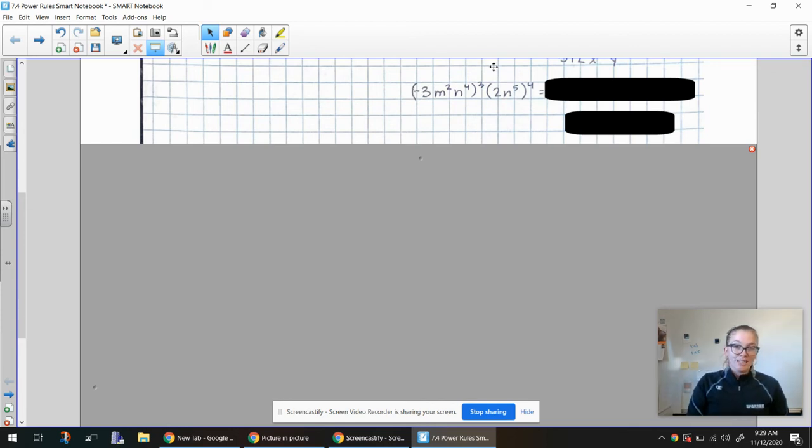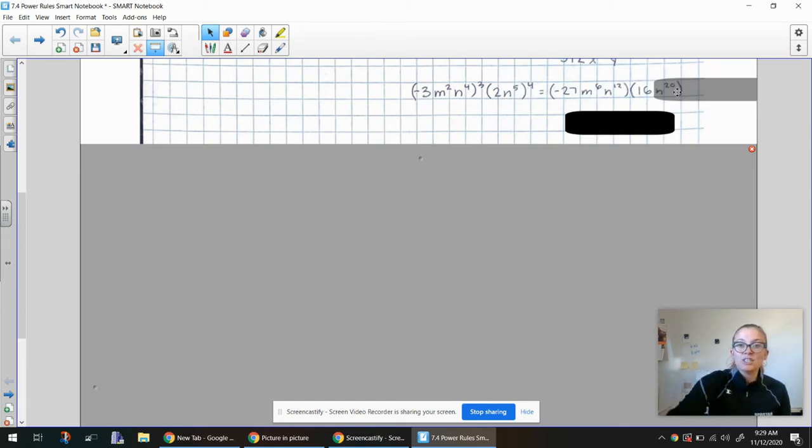So negative 3 to the 3rd power is negative 27. m squared to the 3rd power is m to the 6th. n to the 4th to the 3rd power is n to the 12th. 2 to the 4th power is 16. n to the 5th to the 4th power is n to the 20th.